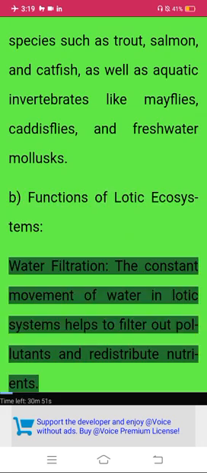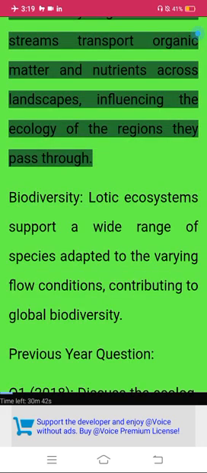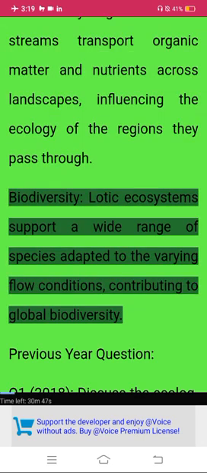Water filtration. The constant movement of water in lotic systems helps to filter out pollutants and redistribute nutrients. Nutrient cycling. Rivers and streams transport organic matter and nutrients across landscapes, influencing the ecology of the regions they pass through. Biodiversity. Lotic ecosystems support a wide range of species adapted to the varying flow conditions, contributing to global biodiversity.